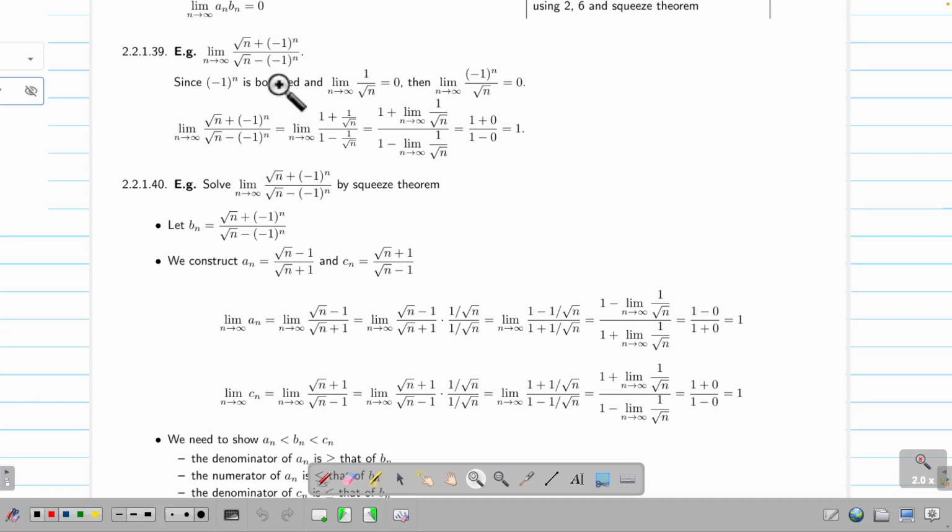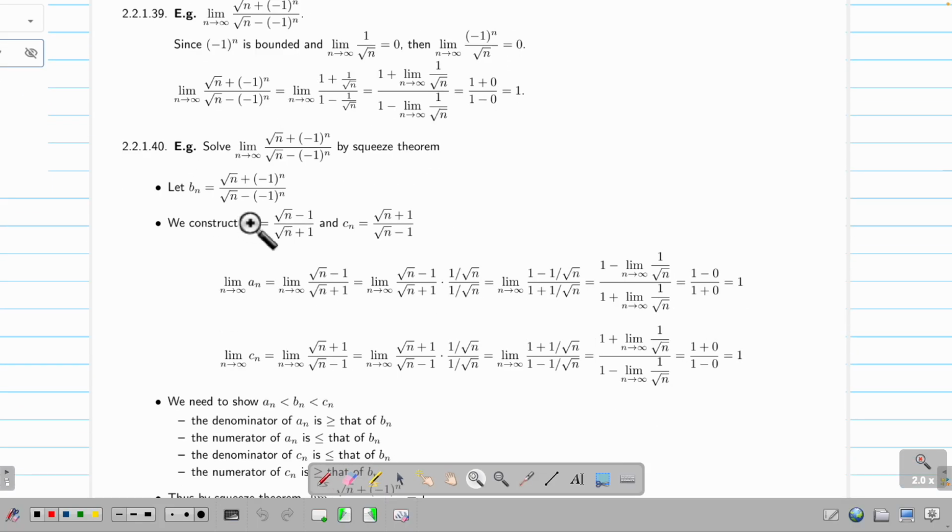Previously, I said that you can prove this by boundedness. Let's prove it by squeeze. Let me recap. This Bn is my stuff. The squeeze theorem is to find two guys, one smaller than me and one larger than me. Then how do I make An? This is a good example to use the squeeze theorem.